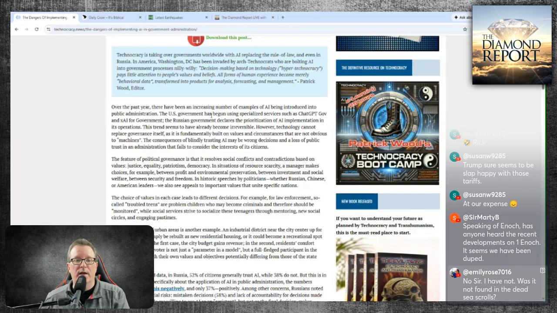However, technology cannot replace governance itself, as it fundamentally is built on values and circumstances that are not obvious to machines. The consequences of blindly trusting AI may be wrong decisions and a loss of public trust in an administration that fails to consider the interest of its citizens.